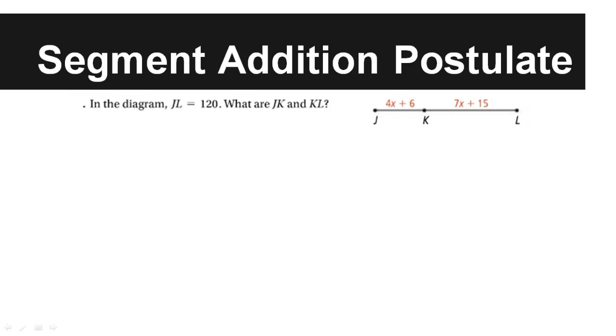We take a look at one other example, and this would be a good point in the video. If you want to pause this and work this on your own prior to me solving it, that would be a good idea. But we've got JK plus KL equals JL. And plugging in, I've got 4x plus 6 plus 7x plus 15 equals 120.